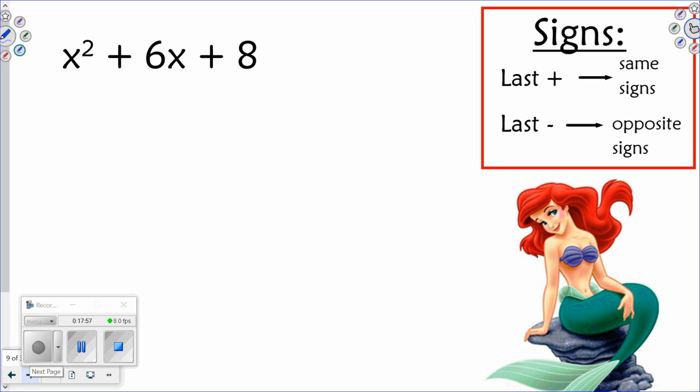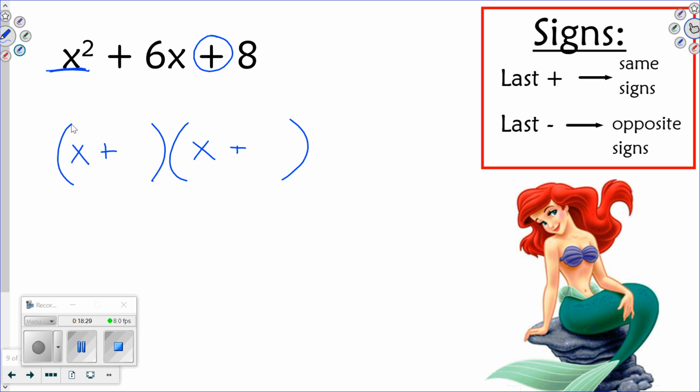All right, next one. So, two sets of parentheses. What are my signs? Both plus. Again, because my last one is positive, they're going to be the same. They're either both plus or both minus. There are no minuses anywhere in there, so I don't want any minuses. Options for A. X and X. So like 1 and 1, but yeah, X and X. Options for C. 1 and 8 or 2 and 4. You want to go 1 and 8 or 2 and 4? 2 and 4?